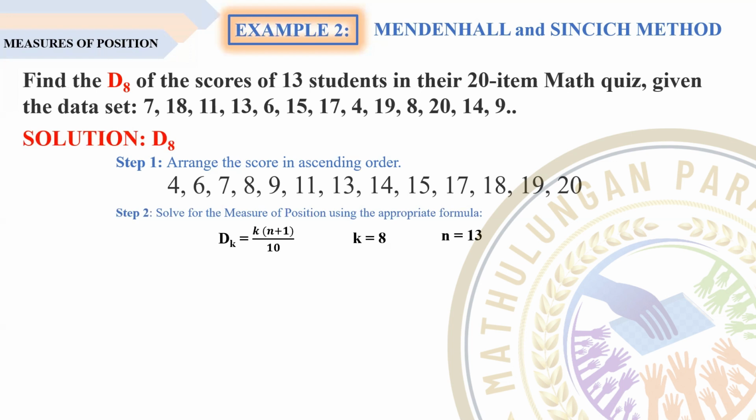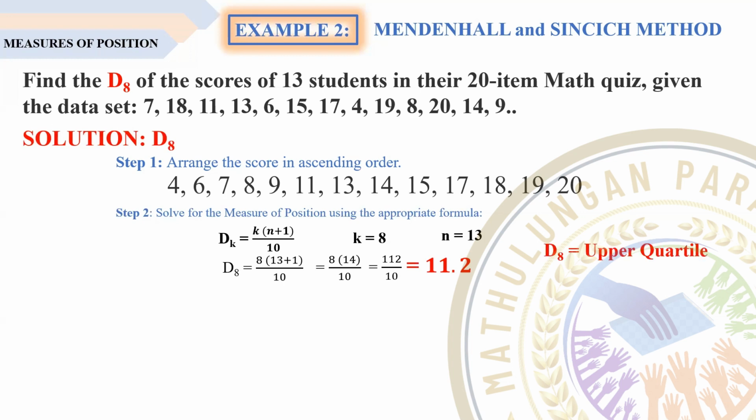Now, let us substitute the value of k and 8 doon sa ating formula. So, d sub 8 is equal to 8 times 13 plus 1. Yung 13 natin is the value of n all over 10. So, 8 times 14 all over 10. So, 14 times 8 is equal to 112 divided by 10. Therefore, 112 divided by 10 is equal to 11.2.